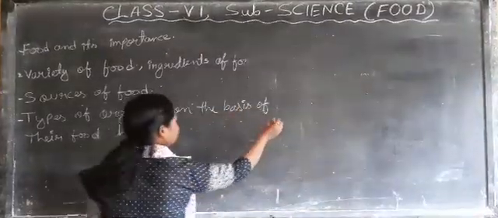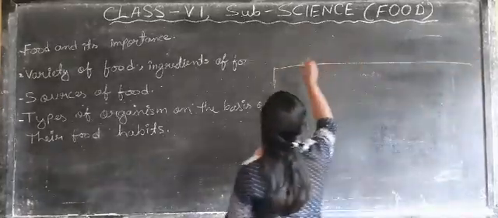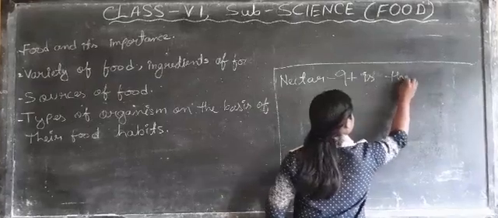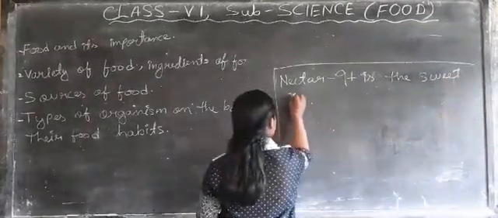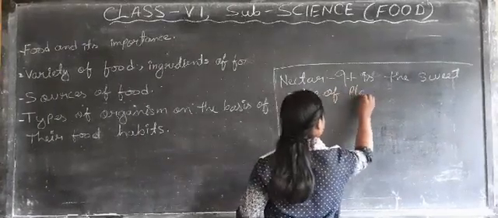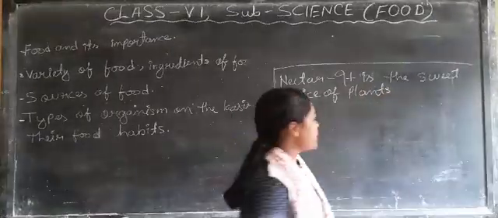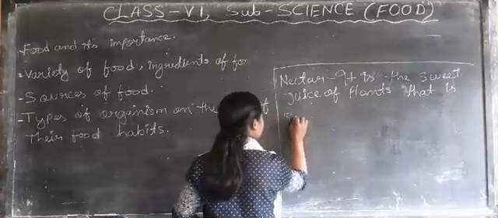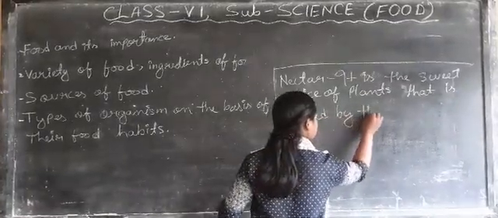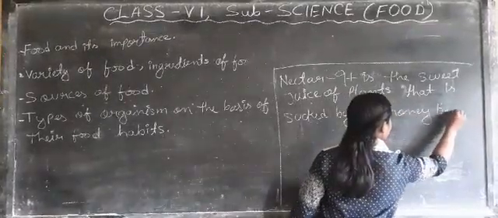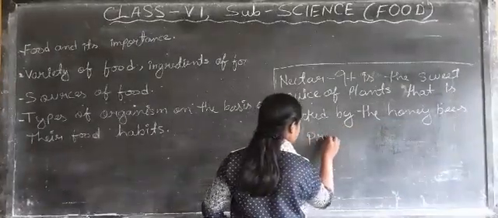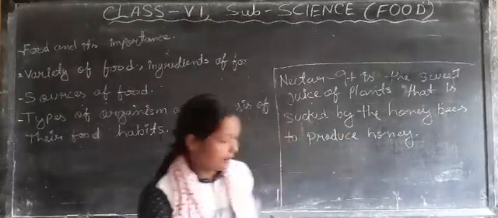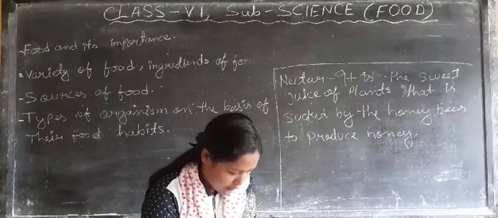Now, what is nectar? Nectar is the sweet juice of plants that is collected by the honeybees to produce honey.